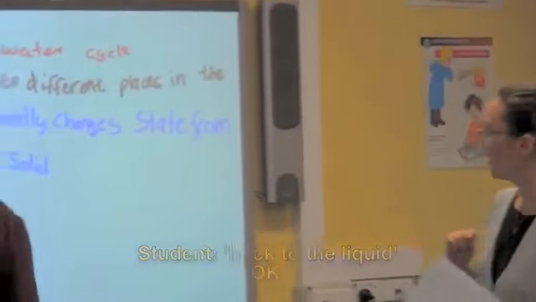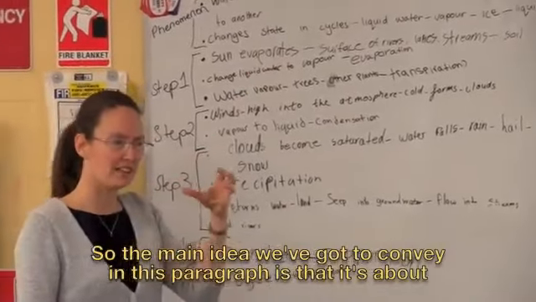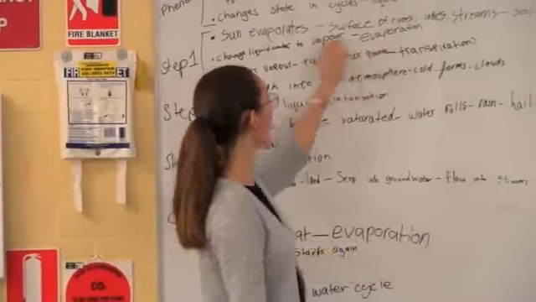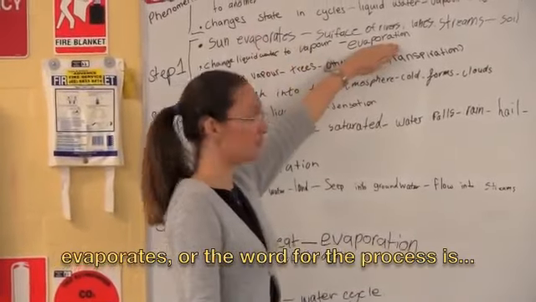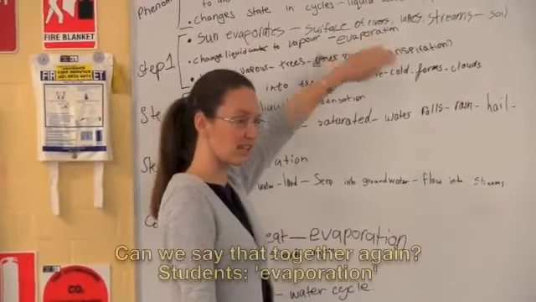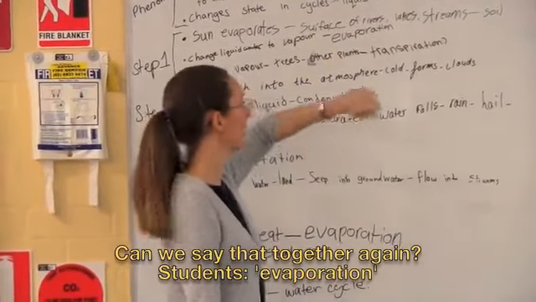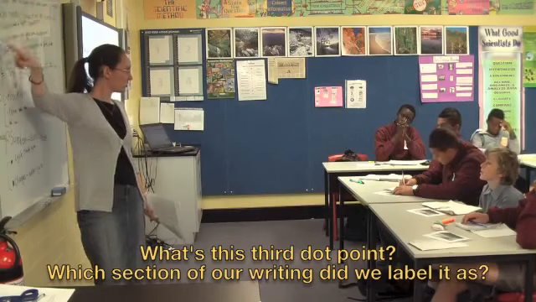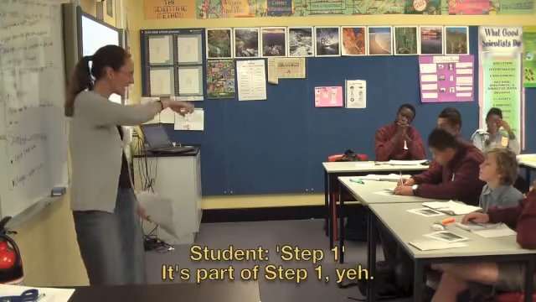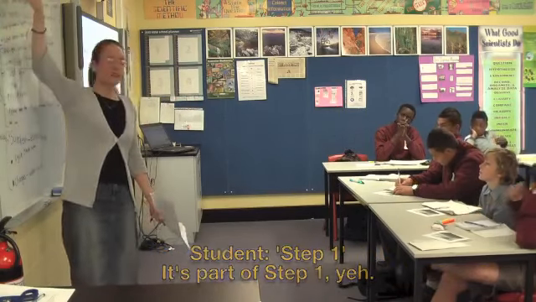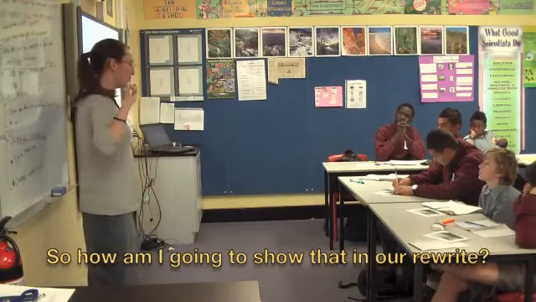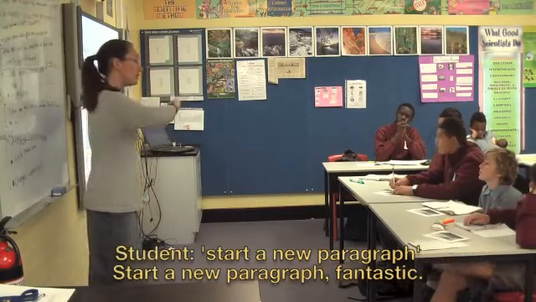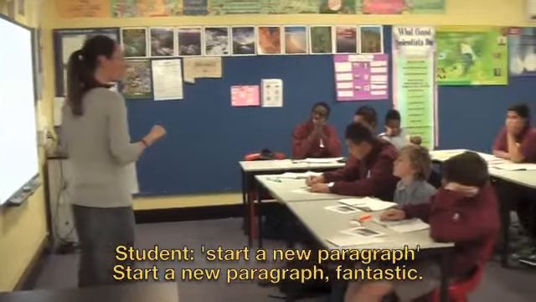To the liquid. Okay, so the main idea we've got to convey in this paragraph is that it's about evaporates, or the word for the process is, can we say that together again? Evaporation. Good. What's this third dot point? Which section of our writing did we label it as? Step one. It's part of step 1, yeah? So how am I going to show that in our rewrite? Start a new paragraph. Start a new paragraph, fantastic.